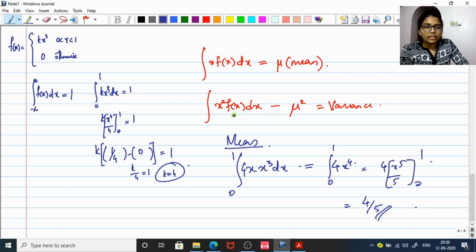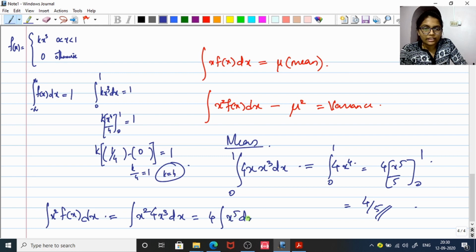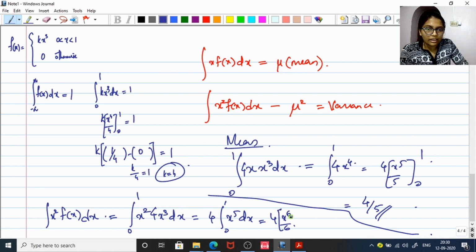And what about variance? You have to go for integral x square f of x dx, isn't it? So integral x square into f of x is again 4x cube dx. With 4 taken outside, now it is x raised to 5 dx, which is 4x raised to 6 by 6 in the limit. Again here it is 0 to 1 only, the only limit we have, and the answer is 4 by 6 or 2 by 3, which is your x square f of x.